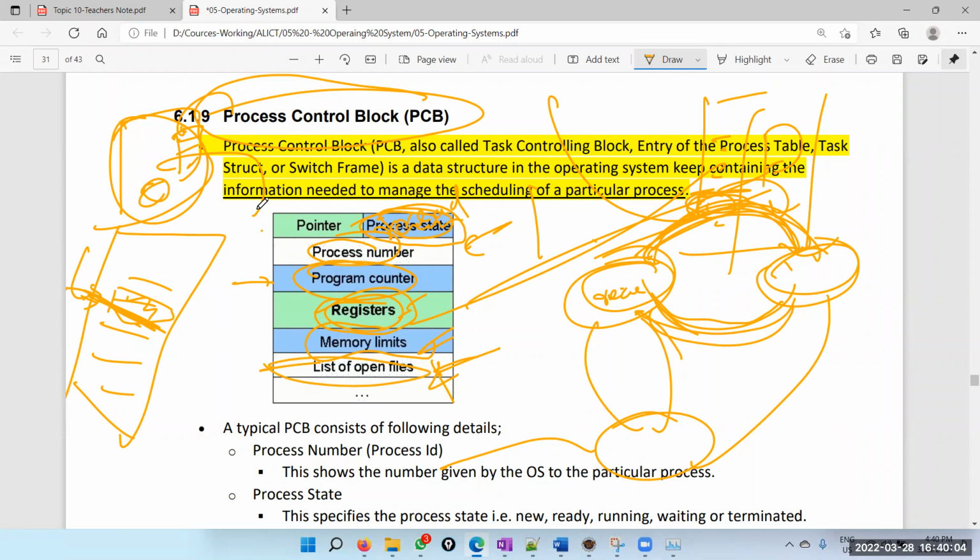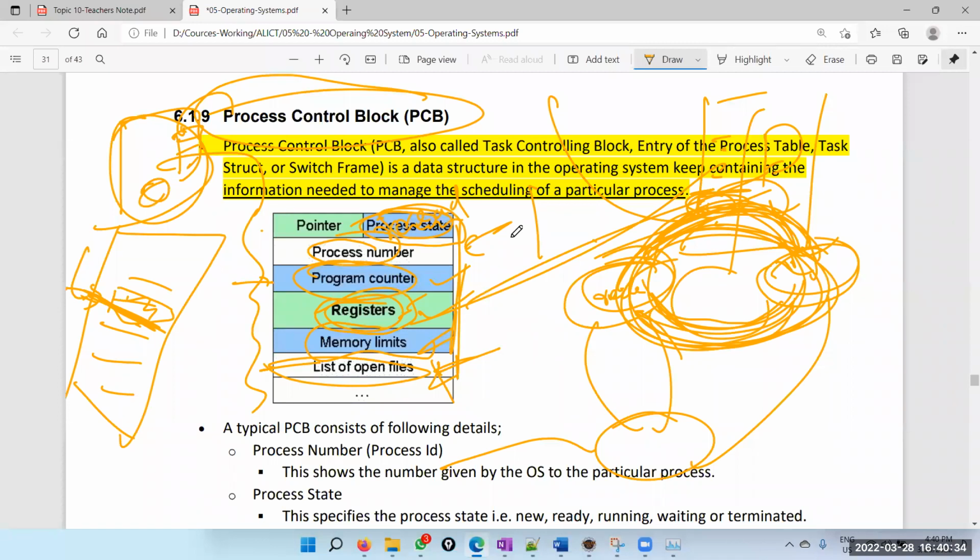Now you can see why there are so many fields, because of this going to running and coming back to ready. Next time when it goes to running, it needs these fields to do it properly and continue from where it stopped. Right? It needs the program counter, it needs the registries, the memory limits, the open file list, etc.